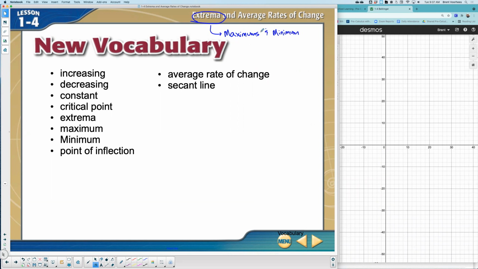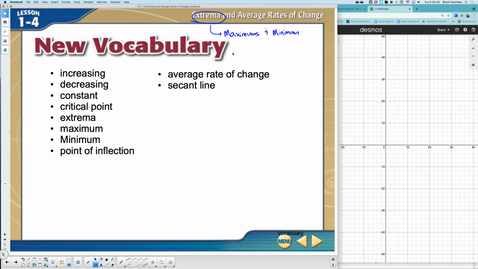Maximum would be the highest points of an area. Minimum will be the lowest points of an area on a graph. You could have more than one maximum. You could have more than one minimum. We will finish the lesson with average rates of change. That's just kind of like finding the slope when the graph is curving. So we're used to slope on a straight line, how much the rise over run, but on a curve, what do we do? And we'll get to that.